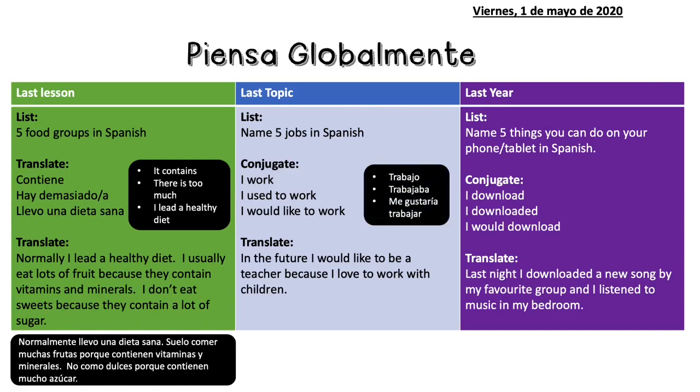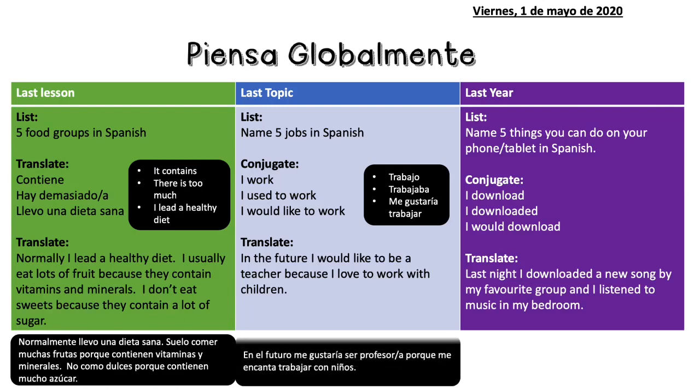Right, that one I asked you to do, I work is trabajo, I used to work, trabajaba, it's an ar verb, so in the imperfect tense it gets the aba. And I would like to work, me gustaría trabajar, then this one I asked you not to do it, so let's move to this one. So 5 things that you can do on your phone, it can be, for example, descargo música, descargo aplicaciones y melodías, hablo con mis amigos, chateo con mis amigos, mando mensajes, leo mensajes, anything like that.